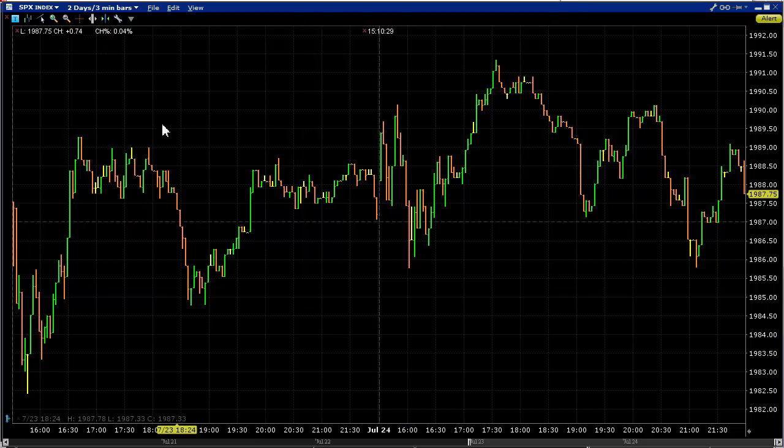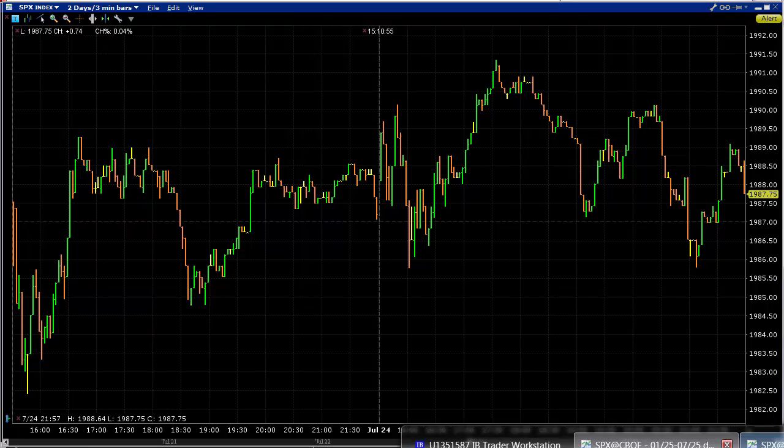You're looking at an SPX index 2-day chart, 3-minute bars. So this left half is yesterday, this right half is today. We were up and down between 1986 and 1991 and a half roughly today, about a 5.5 point range, ending up just less than $1. So basically unchanged for the day.